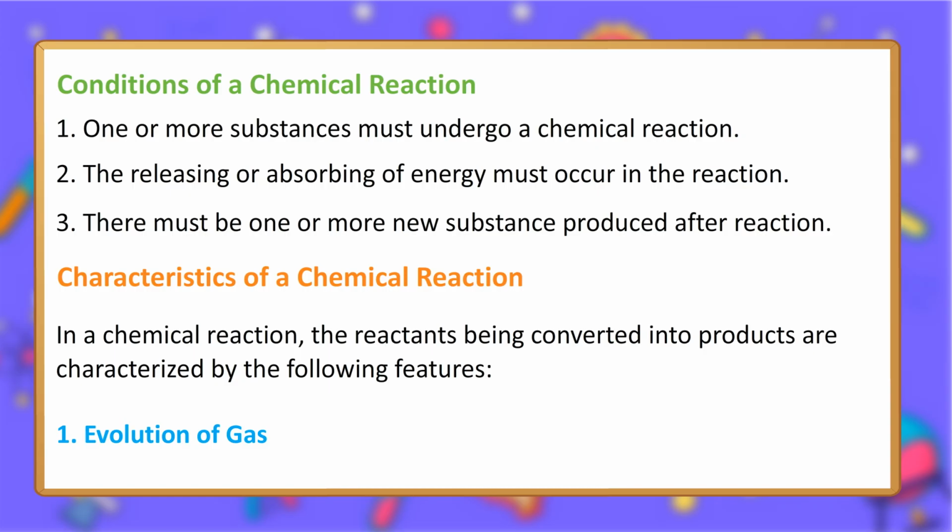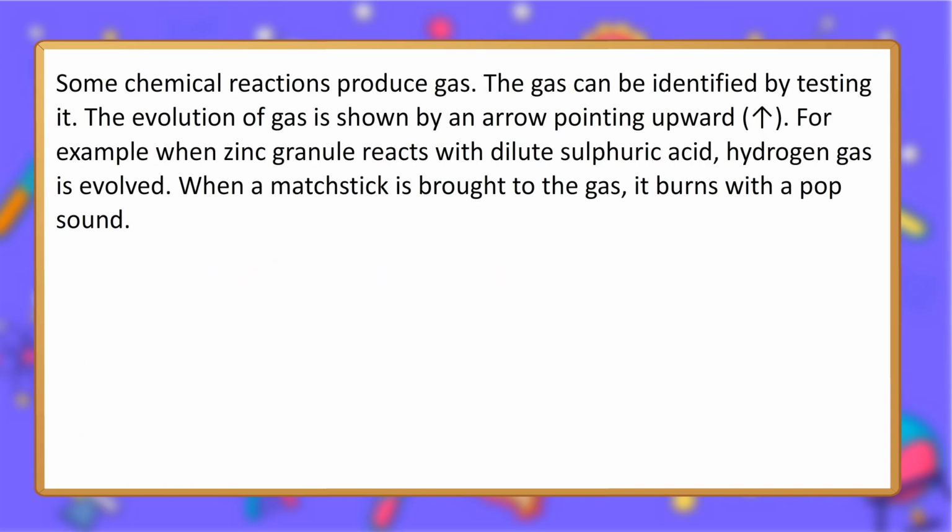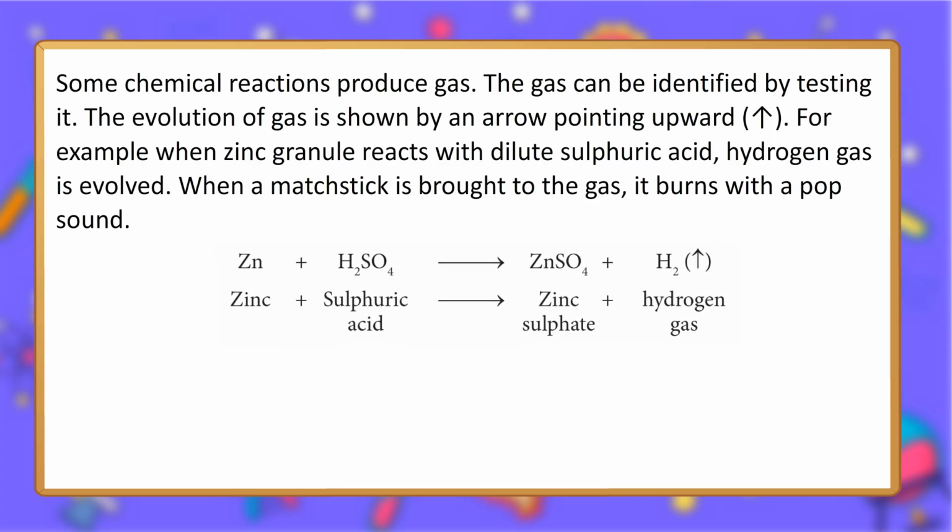1. Evolution of gas. Some chemical reactions produce gas. The gas can be identified by testing it. The evolution of gas is shown by an arrow pointing upward. For example, when zinc granules react with dilute sulfuric acid, hydrogen gas is evolved. When a matchstick is brought to the gas, it burns with a pop sound. Zn plus H2SO4 gives ZnSO4 plus H2. Zinc plus sulfuric acid gives zinc sulfate plus hydrogen gas.